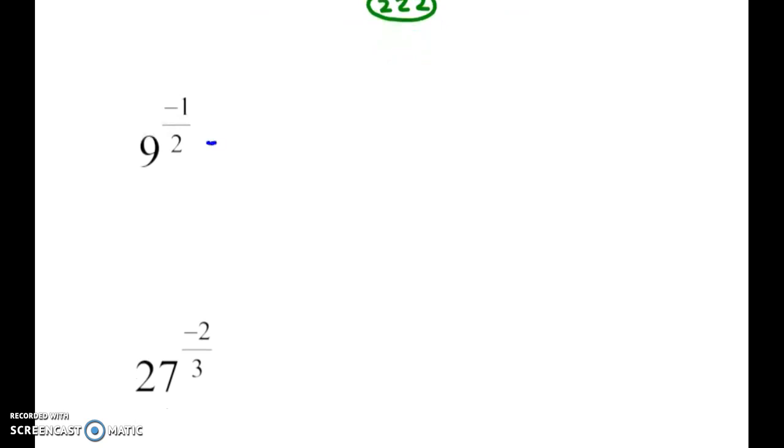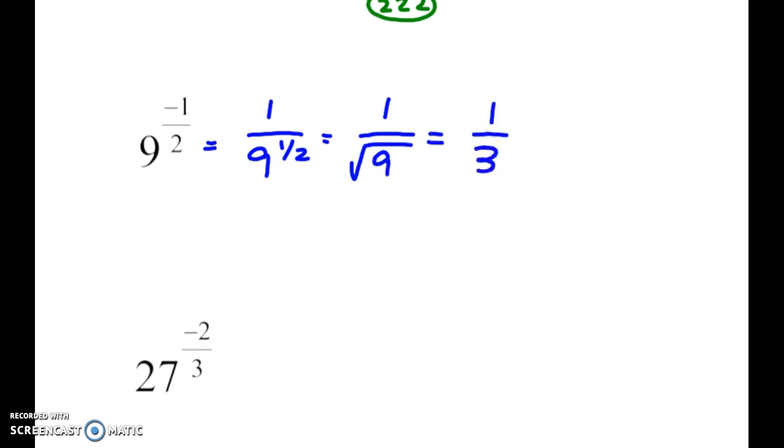So 9 to the negative 1/2 means really I'm looking at 1 over 9 to the positive 1/2. 1/2 is the same thing as the square root of 9, and the square root of 9 is 3. Final answer.